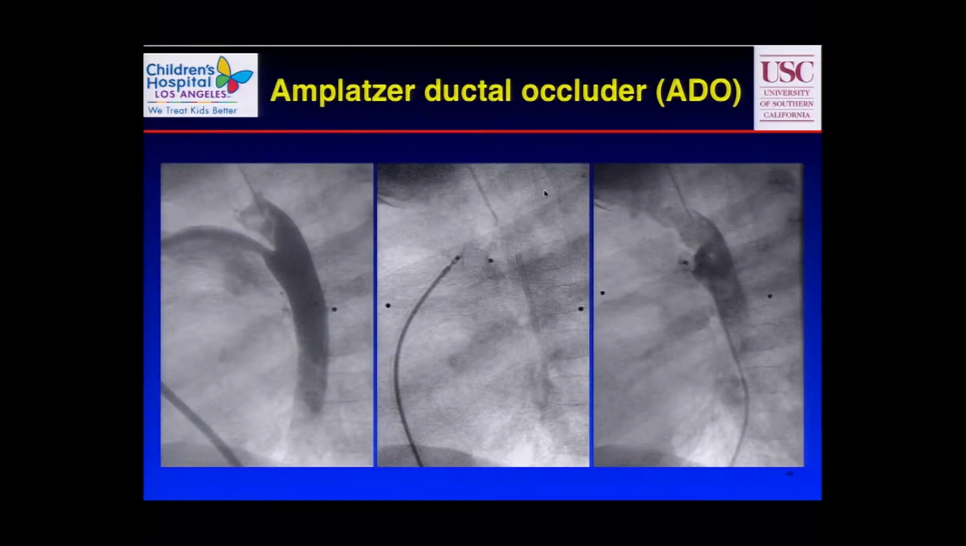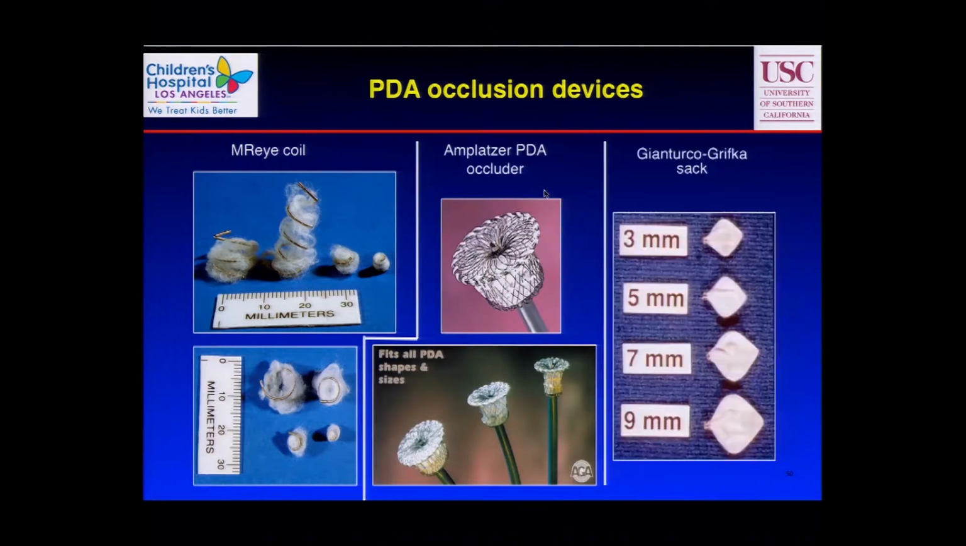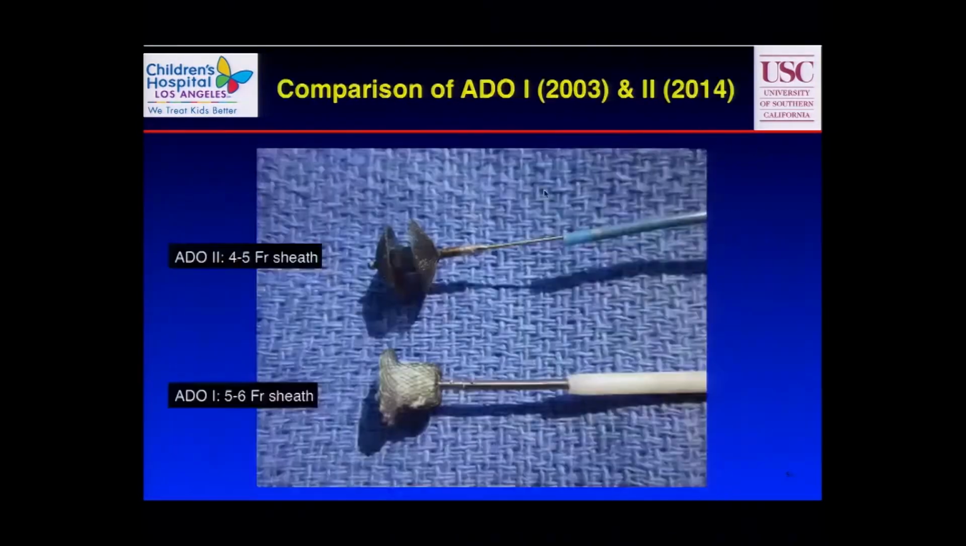You don't have to see much of this because I know you guys are familiar with this. So here's the coils, here's the Amplatzer. I don't know if you guys remember the Gianturco Grifka sac. That came along, but no longer used because the Amplatzer device has become so popular and so much easier to use that that device is no longer used, even though it's approved. I still have a few, and one of these days I'm going to sell it on eBay as an antique.